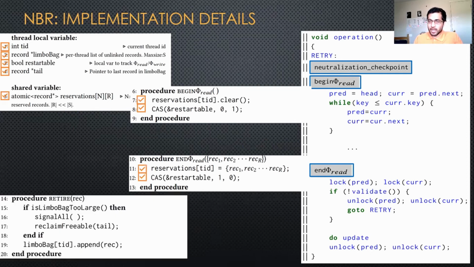Now, the retire function is the one where all the meat lies. Here, you first check whether your limbo bag has reached its full capacity or not. And if the limbo bag is completely full, you start sending signals to all the other threads. When you finish sending signals, by virtue of the handshakes, you get a guarantee that all threads would have either discarded their pointers or would have reserved them, so that you can go ahead and reclaim the records by skipping any reserved nodes or records and empty your limbo bag. After that, you can simply add the current record which you want to retire to the limbo bag.